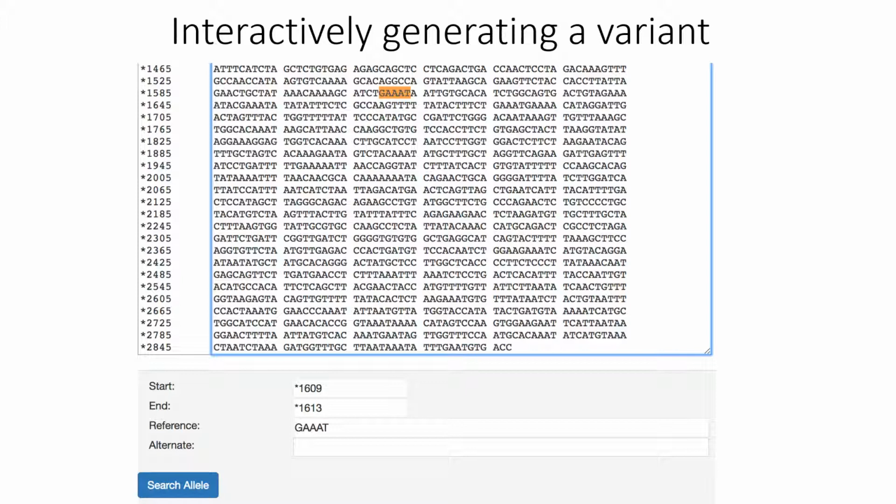We can go into this large text box display, and we will see the entire transcript listed out. If you highlight a certain position on the transcript, it will auto-populate this field at the bottom for this GAAT. If you want to delete that sequence, you can leave that alternate code blank. If you want to make an indel, you can enter any sequence in the position of that GAAT, and then you can search the allele.